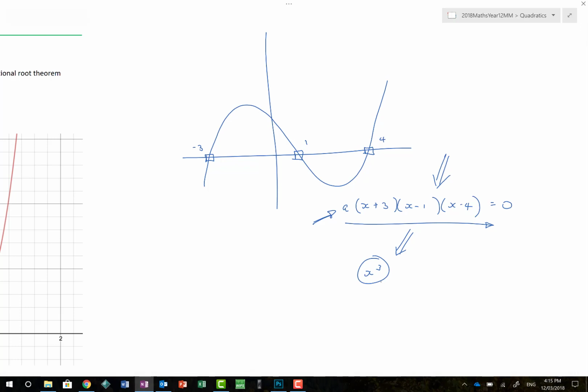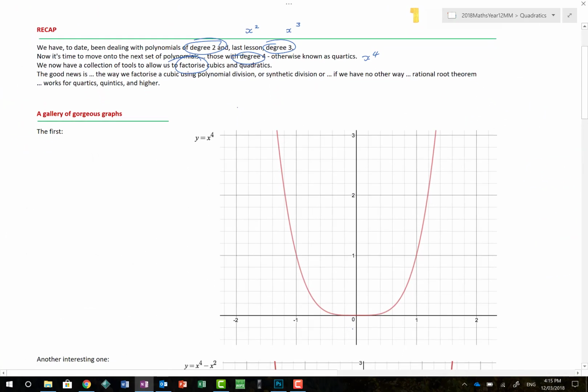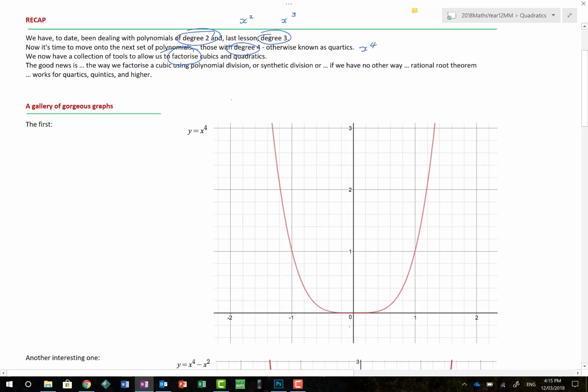Not all times will we be given the cubic and asked to factorize it in this way. Lots of times we'll be given graphs, and you've got to fit the information you've been given to a certain number of rules. So what we're going to do now is look at the general form for quartics, and obviously the first one here is x to the power of 4.